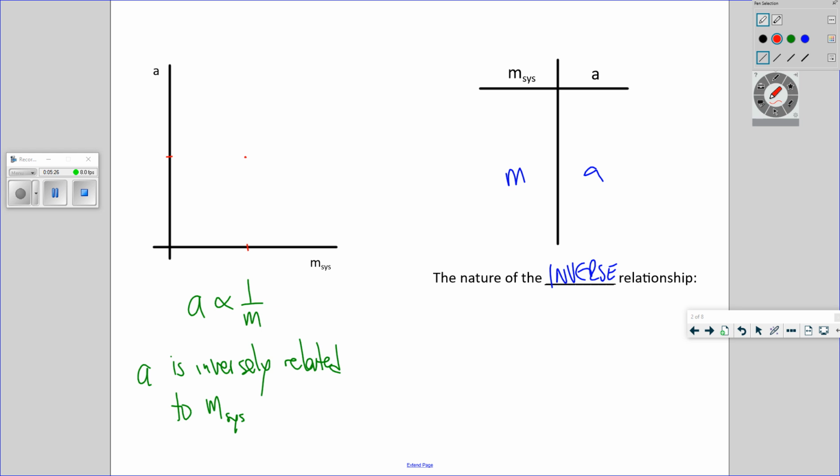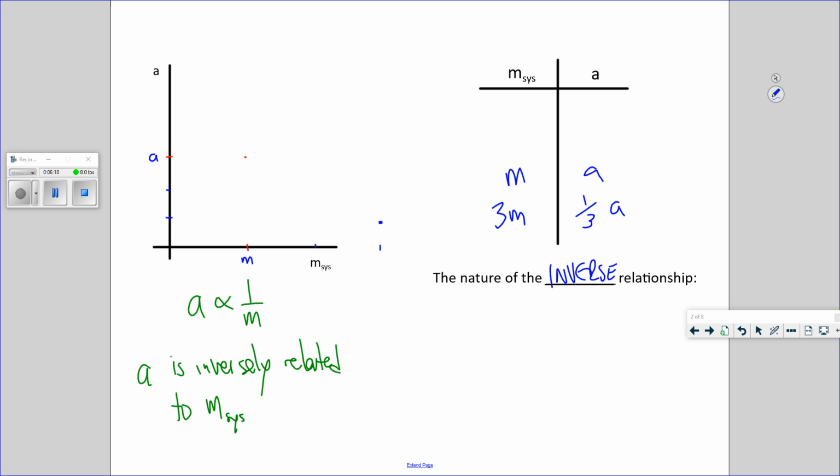The reason I use that data point is because I can now say, if I were to have a system of, let's say, 3 times the mass, the nature of the inverse relationship is when you change a quantity by a certain factor, the other quantity changes by the inverse of that factor. So 1/3 A. So we multiply one quantity by 3, we divide the other by 3. So here's M, and here's A. 3M is all the way out here. Here's 2M, here's 3M. Here's 1/3 of A. So here's a data point.